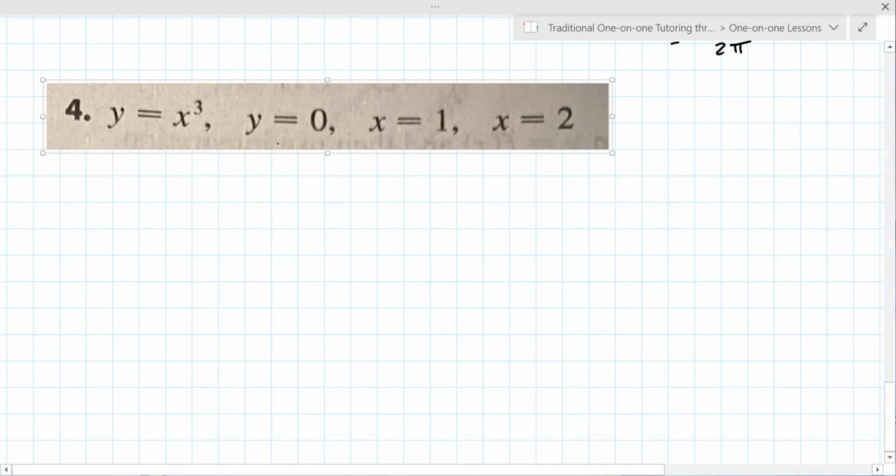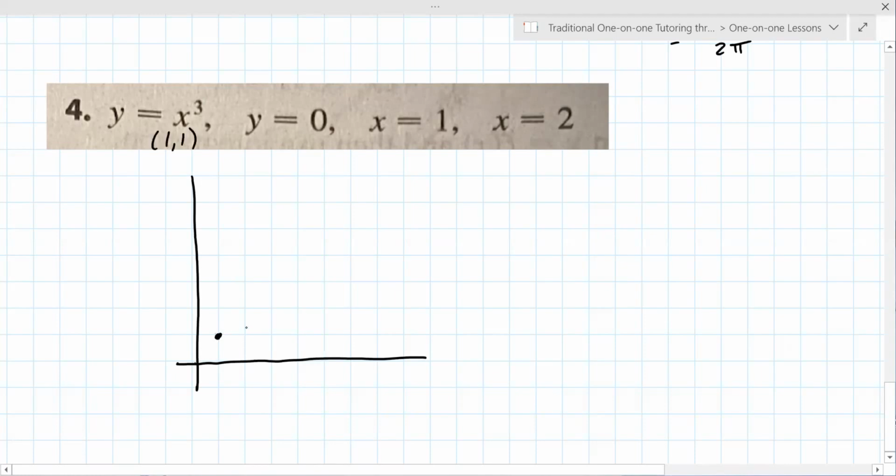So y equals x cubed, y equals 0, x equals 1, x equals 2. They're trying to show you what this region looks like. So here's x cubed. X cubed has some points: 1, 1, and then 2 is at 8. So 2, 8 is at 1, 2, 3, 4, 5, 6, 7. Right there. So the curve looks like that, and we're bounding it by 1 and 2 and 0. So it's this right here, and we're revolving it around that.